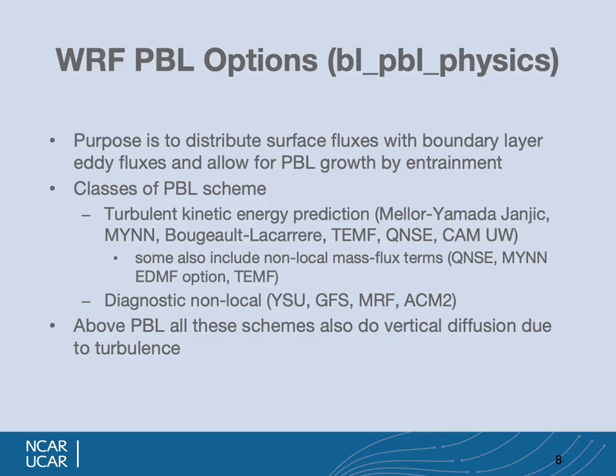As mentioned, the purpose of the boundary layer options is to distribute surface fluxes with boundary layer eddy fluxes and allow the PBL to grow by entrainment. So we have a couple of classes of PBL scheme in WRF. One class is a turbulent kinetic energy prediction type scheme, with a few options listed here. And some of these also include a non-local mass flux term. There's also the diagnostic non-local scheme, and YSU is a typical example of that. Above the boundary layer, all these schemes also do vertical diffusion due to turbulence.